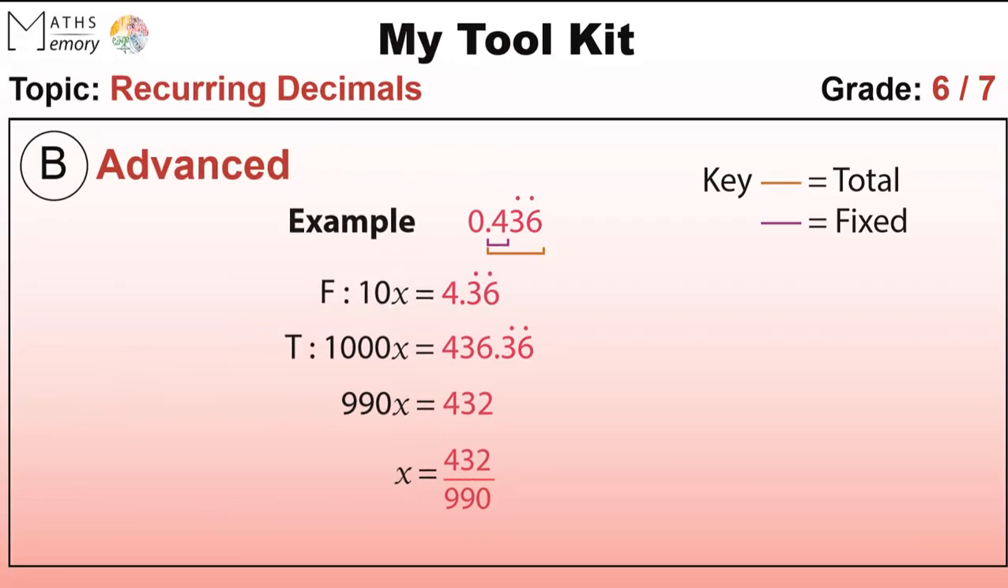There we go. So this is section B in our toolkit. So let's press pause again and let's write this advanced recurring decimal example down. The only difference here is we have a fixed bit, i.e. a one-off bit, and the total bits. Again, it's a fixed methodology. Press pause, please, and write this important advanced recurring decimal example down.